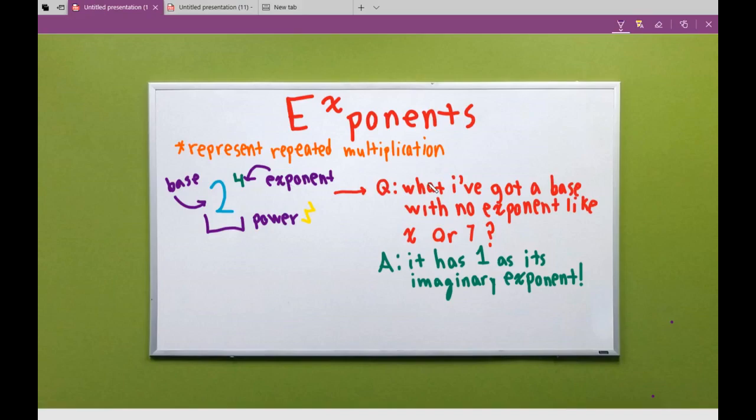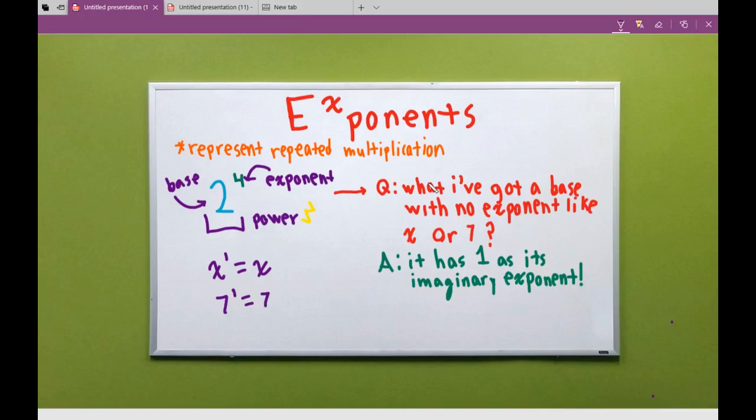Now you might be wondering, what if you just have an x or 7 or any base without an exponent? It turns out 1 is its imaginary exponent. That means that x to the first power is equal to x. It's just another way of writing it. 7 to the first power equals 7.